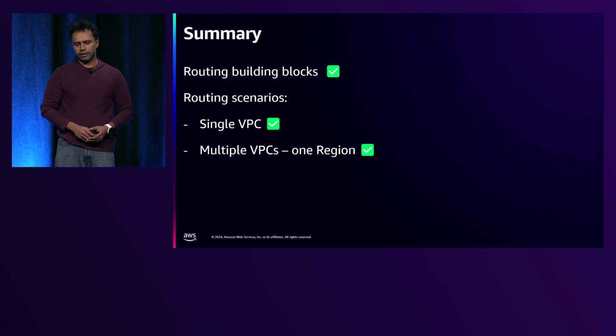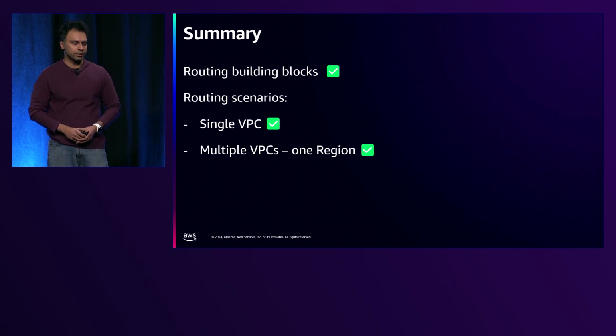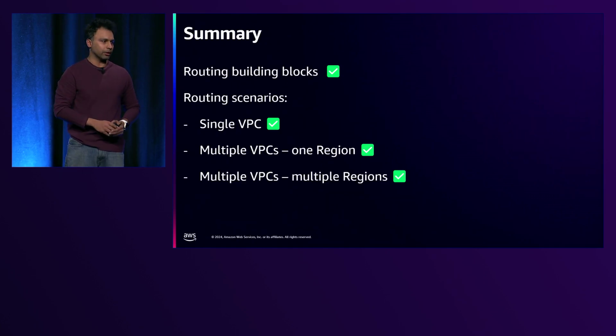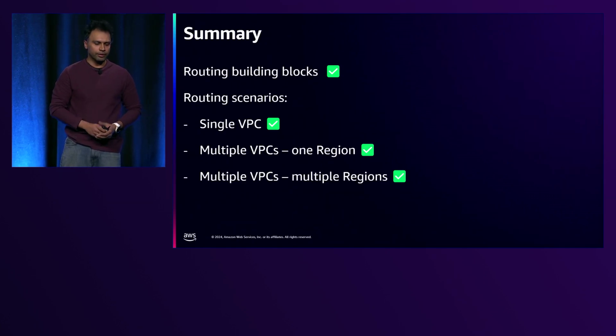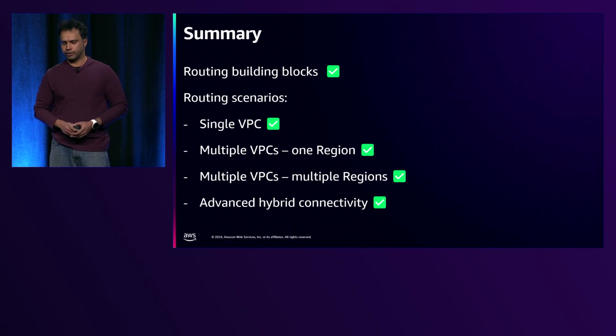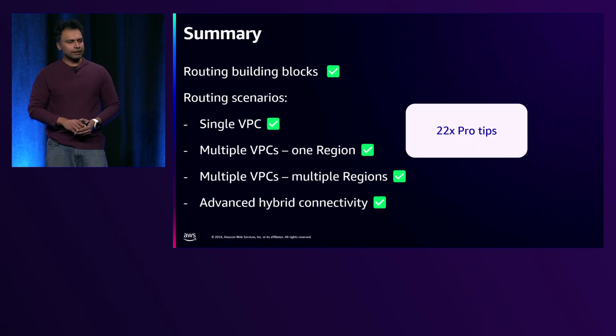Then we started expanding. We connected multiple VPCs within the same region. We started inserting inline firewalls. Then we expanded it to multiple VPCs across multiple regions. And then finally, we ended with advanced hybrid connectivity, where we spoke about multi-region and multi-Direct Connect related scenarios. And I think we covered 22 pro tips.